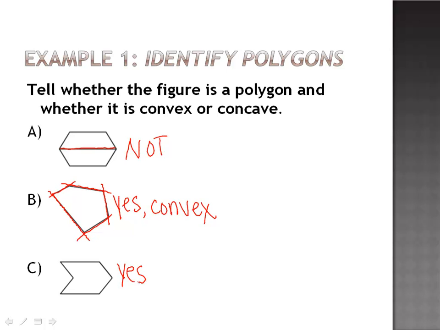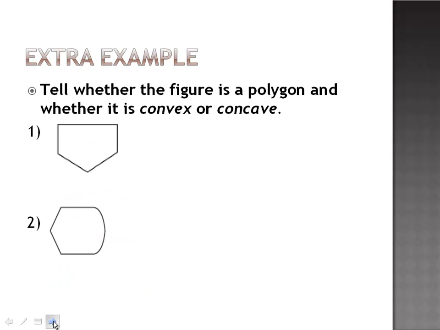But if you look right here, if I drew a line along this side, that line would go inside of the polygon. So this would be called a concave polygon. It's like this side right here is caved in. So you try these examples, pause it and try them, and then come back and listen to what the actual answers are.